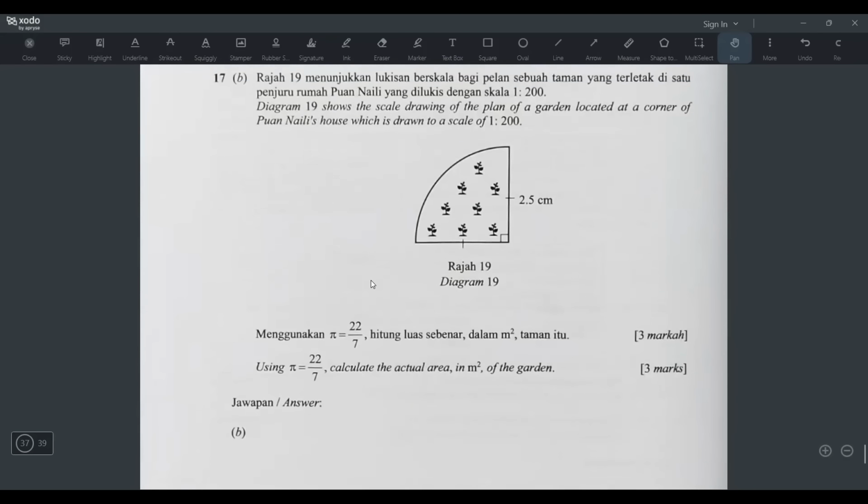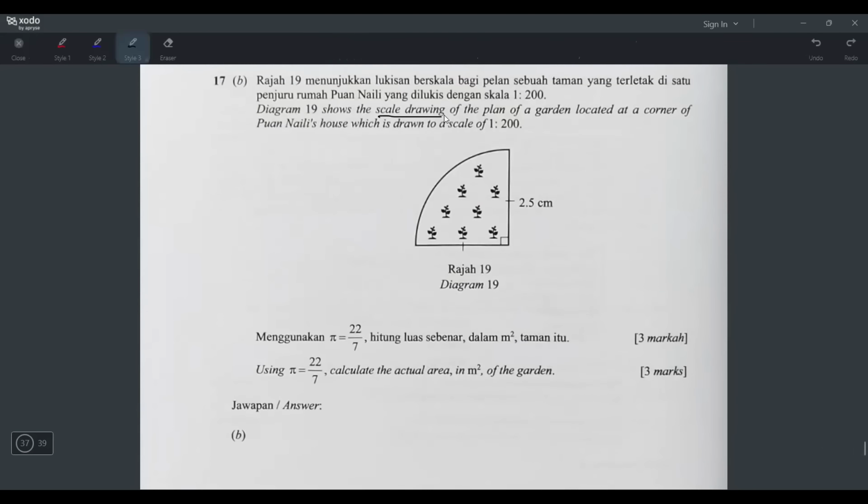Okay, question B pula. Diagram 19 shows the scale drawing. Okay, this one you learn in lower form. I forgot Form 2 or Form 3, but you learn it in lower form. So this is a scale drawing, means this image. Okay, so let me tell you the keyword. Object means the real one, the actual size. Real ataupun actual, yang sebenar punya size.